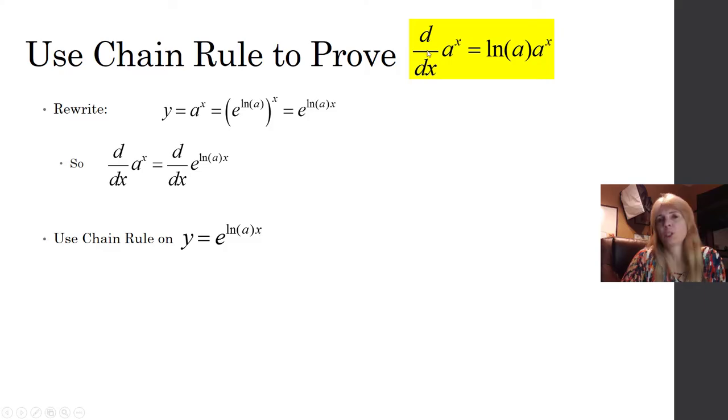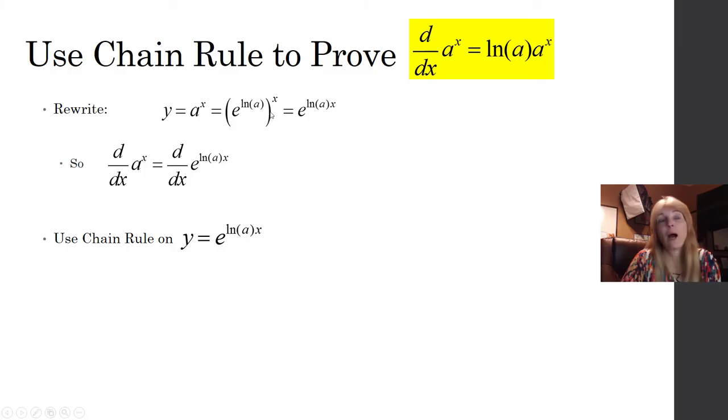We also talked about this derivative: the derivative of a to the x equals ln of a times a to the x. I said we need the chain rule to be able to prove this. So if I go back in time and remember e's and logarithms, I know e is the same base as ln. Ln is base e. So I can rewrite a to the x as e to the ln of a to the x. You have to convince yourself the e's cancel and the a comes down. So this is identical to that.